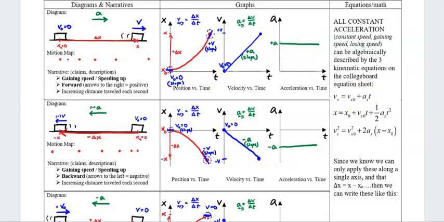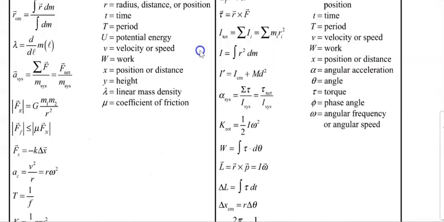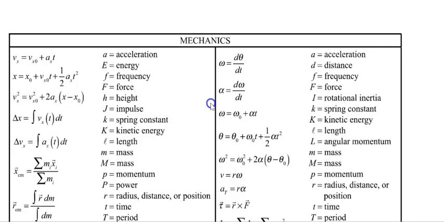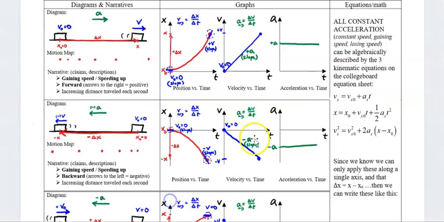And so if I look at the equation sheet that we have for mechanics for AP, you notice in the top corner here, these three equations. And those are really the equations that we're going to be using for constant acceleration. And those I've kind of copied over to be right here.